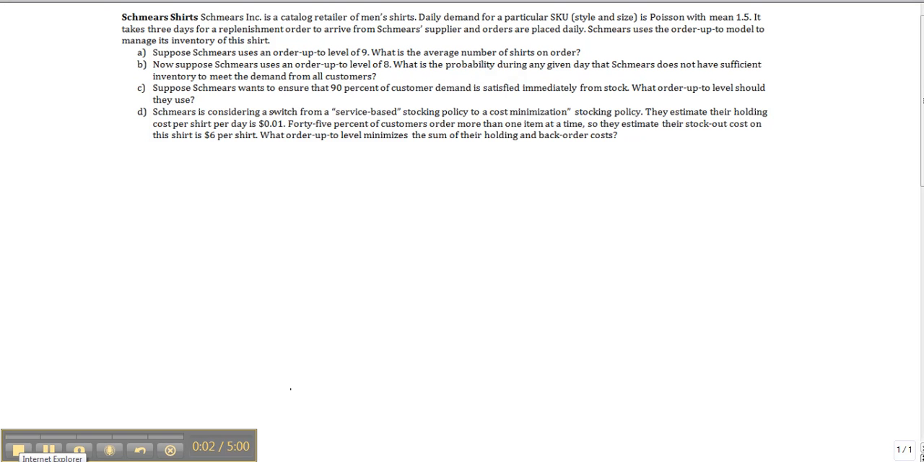Schmier shirts is an order up to problem. We'll start with part A, which is asking us to determine the average number of shirts on order. In other words, this is basically solving for the pipeline inventory, which is equal to the expected demand in one period times the lead time.